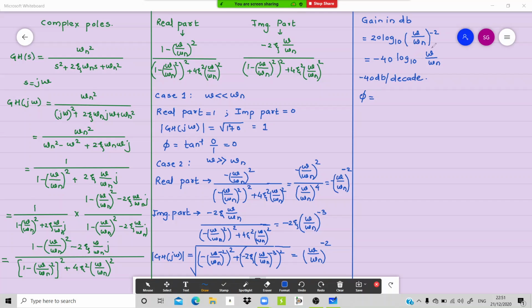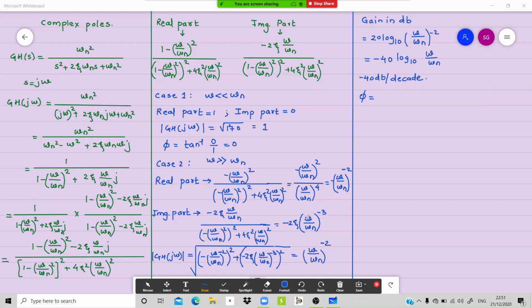So for every decade, the change of the slope is going to be minus, because every decade the ratio will be 10 and the slope will be minus 40. And that's why the line will be minus 40 dB per decade. I think this is understood, right? Okay. Then the next thing is phi.